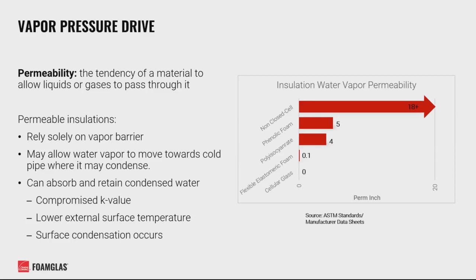This condensed water can then be absorbed and retained into the insulation, which can compromise the K value, leading to a lower external surface temperature of the insulation. And you end up with a situation where you not only have condensation taking place on the chilled water pipe, but potentially on the external facing of the insulation itself. As you can see on the right, closed cell insulations typically tend to have a much lower vapor permeability than open cell and granular types of insulations.